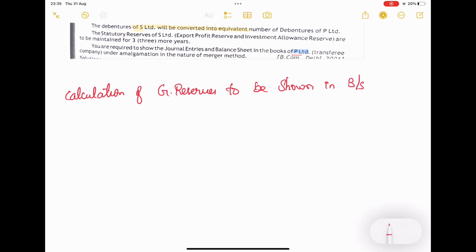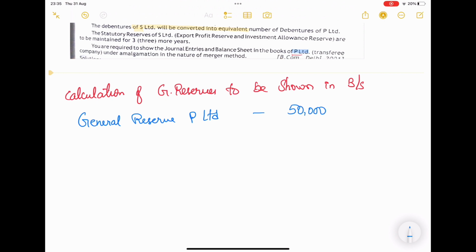So the calculation will be like this. General reserve of P Limited we are going to show first, because I am going to prepare the balance sheet of P Limited, isn't it? I am not going to do anything with S Limited. I have transferred all the S Limited assets to my company, which is P. So I'm going to calculate only my company's values. General reserves of P Limited is 50,000.